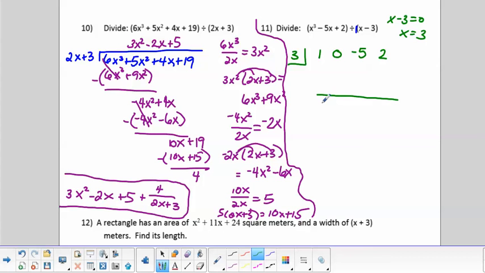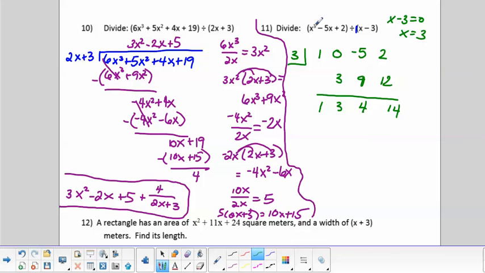Bring down the first one, and then multiply, add, multiply, add. So 3 times 1 is 3, 0 plus 3 is 3. 3 times 3 is 9, negative 5 plus 9 is 4. 3 times 4 is 12, and 2 plus 12 is 14.